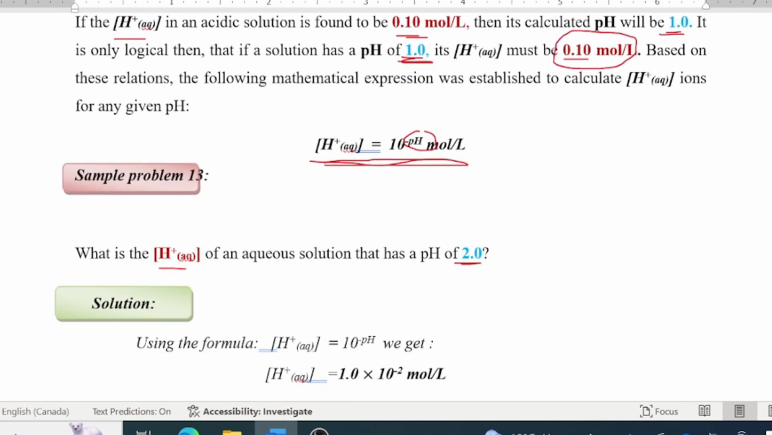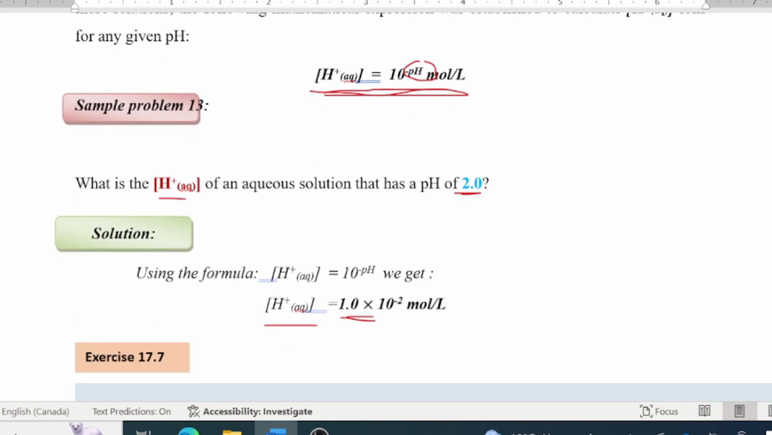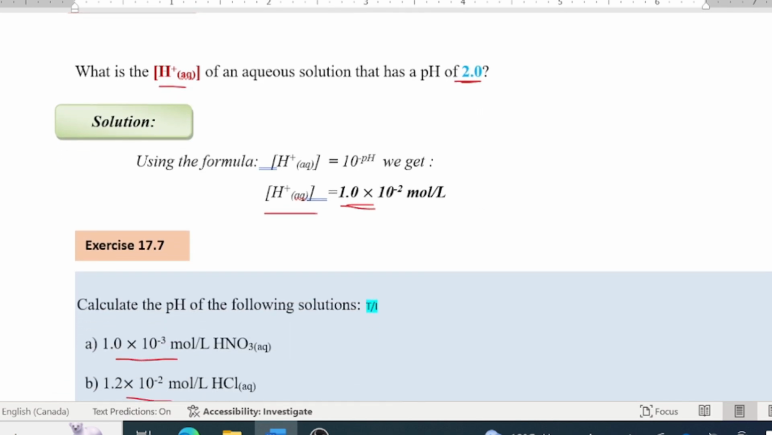Same thing here, it's the reverse of that. Knowing pH, you can find H plus, which is 10 to the negative pH. Just put the negative value there and you get that.